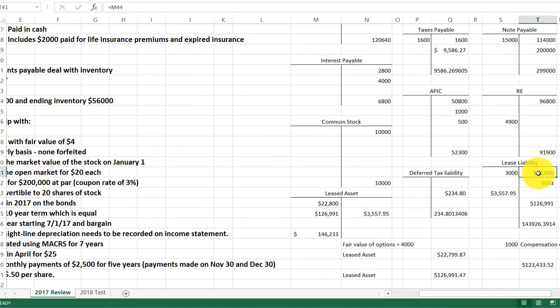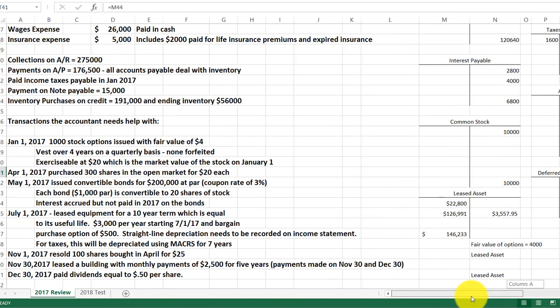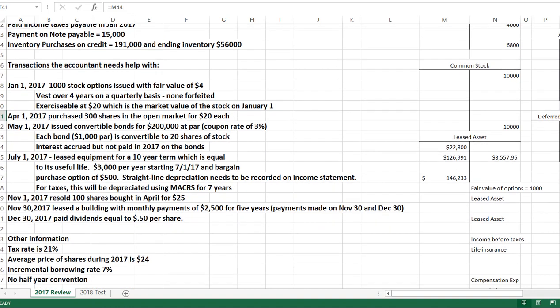And that lease liability, okay, and lease asset, calculate right here the present value, 10 years, $3,500 at the end, okay, is $22,799.87. I rounded to $22,800 and put it in leased asset and credit lease liability. You want to keep the pennies, that's fine. All right, then when it's time to calculate depreciation, we're going to do that straight line on the income statement and MACRS for 7 years on the tax return.